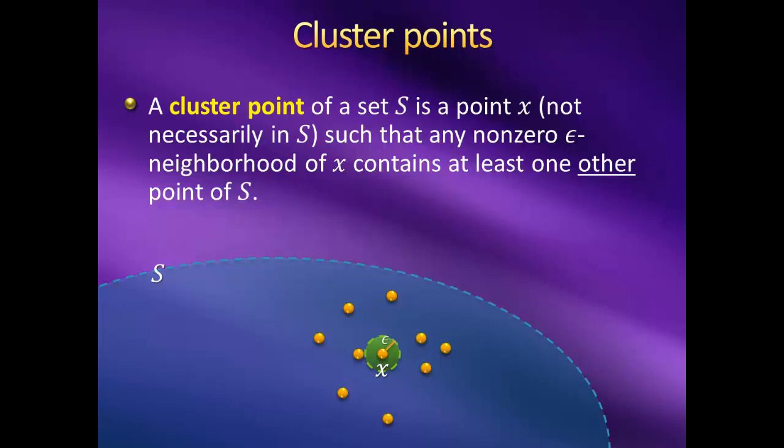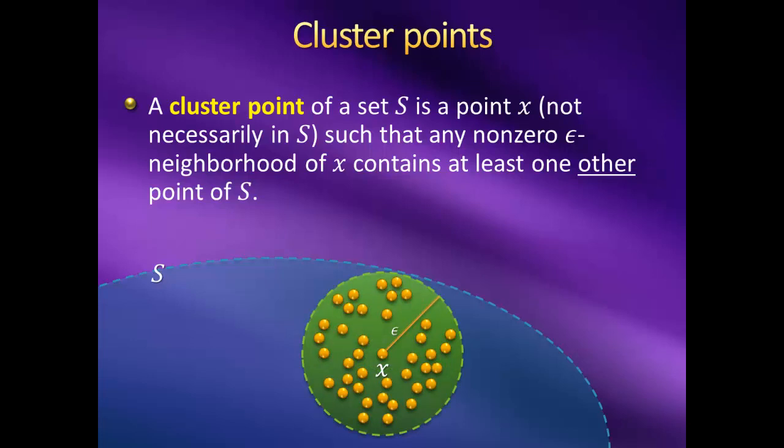Now we've got a non-zero epsilon neighborhood with no other points in it, which contradicts our definition that said that was a cluster point. So we can conclude that if there's one other point in any epsilon neighborhood of a cluster point, then there must in fact be an infinite number of points in any epsilon neighborhood. This actually helps the word cluster make a little more sense here. The idea is that the other points cluster around the point, and we can get closer and closer to the point while still being in the set, without actually touching that point.